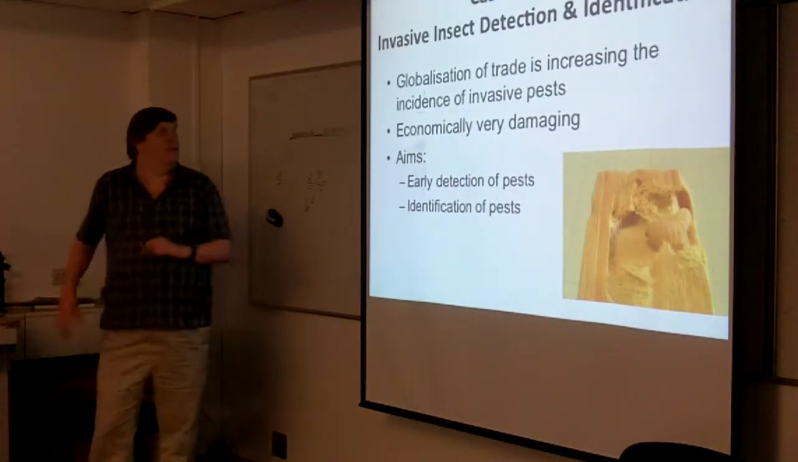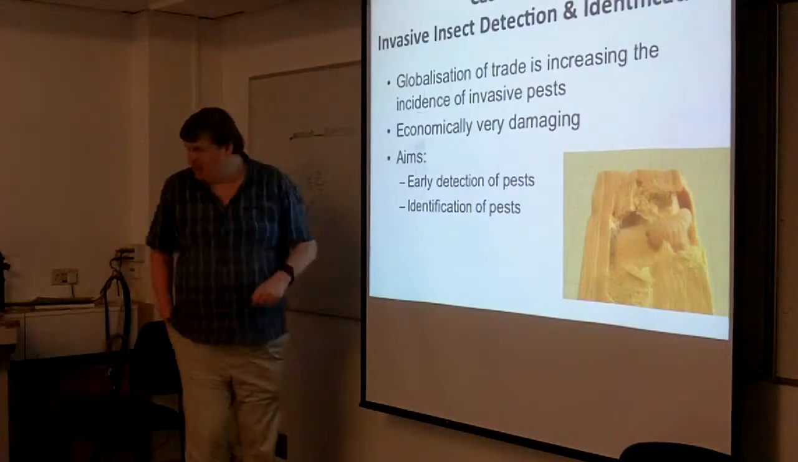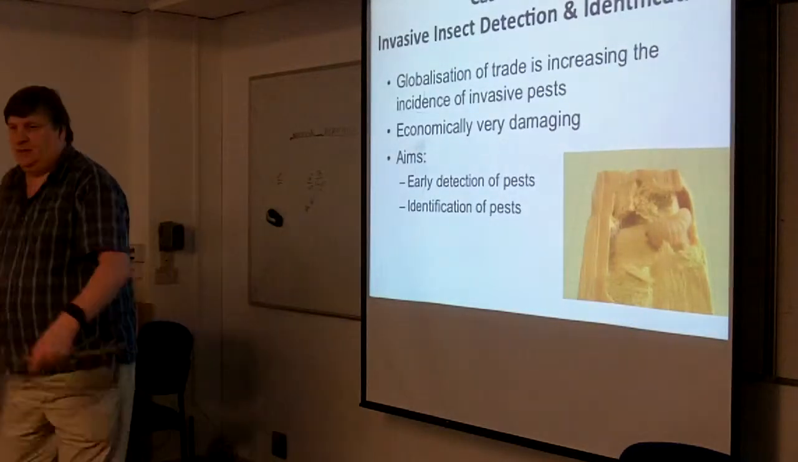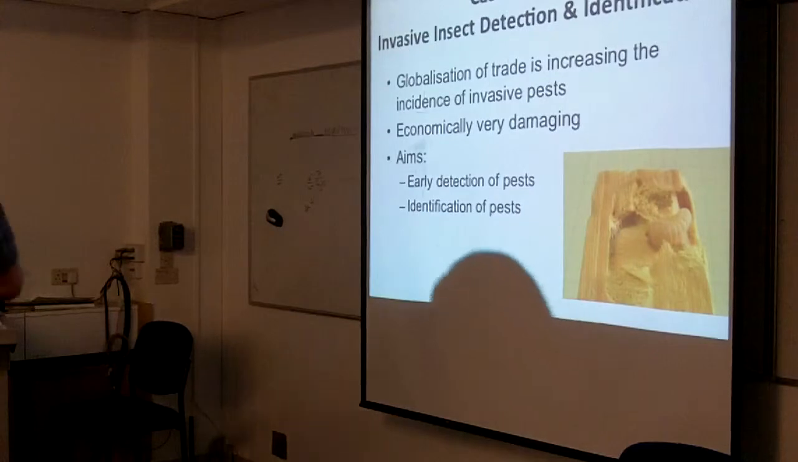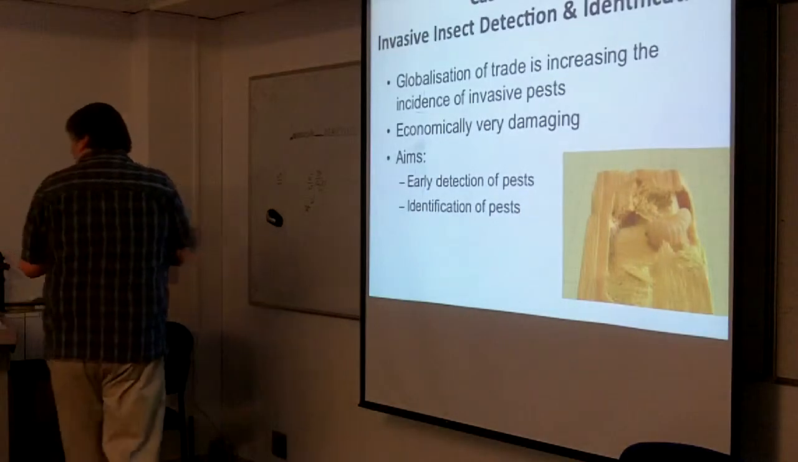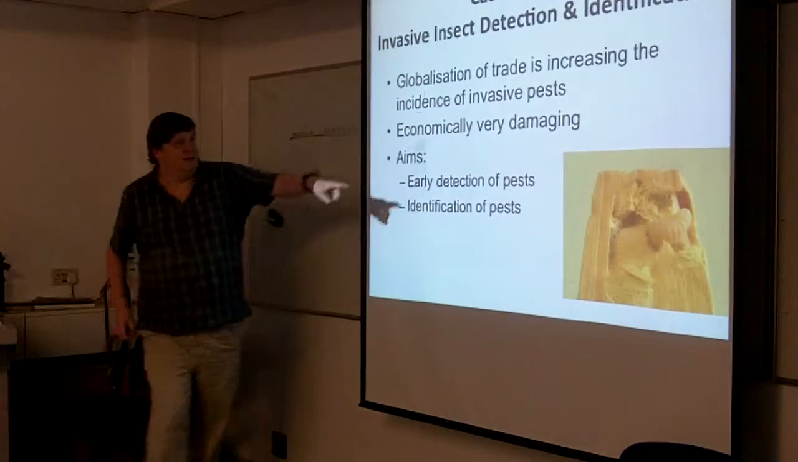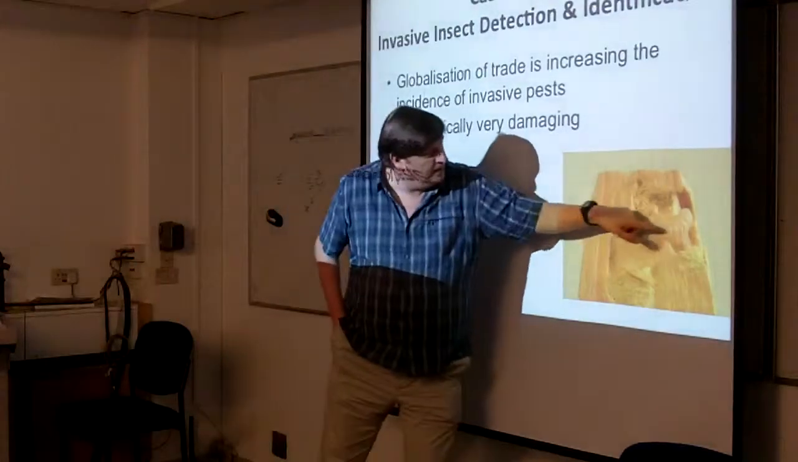Next one, invasive insects. So here we go. Pass those around. That is what the larva does to the tree, and that's the beetle that does the damage of one of the species. And there's another larva there. That's what they look like.